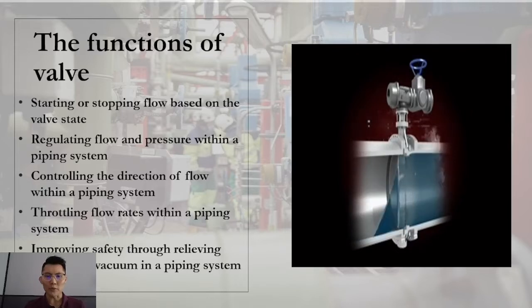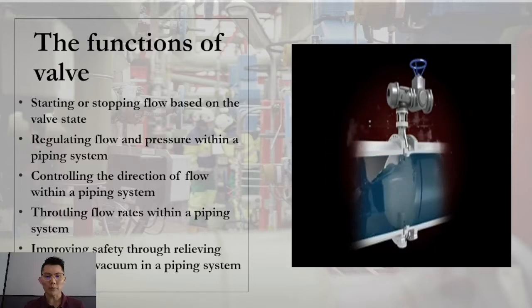Another type is we can use it for throttling the flow rate within a piping system. This one is more or less very similar to regulating the flow or the pressure.